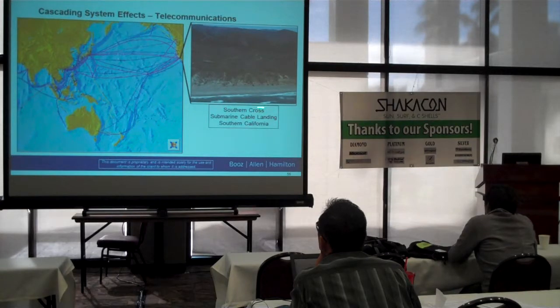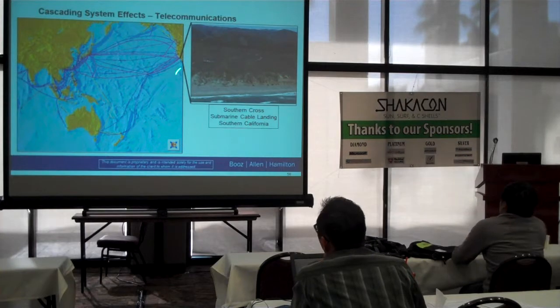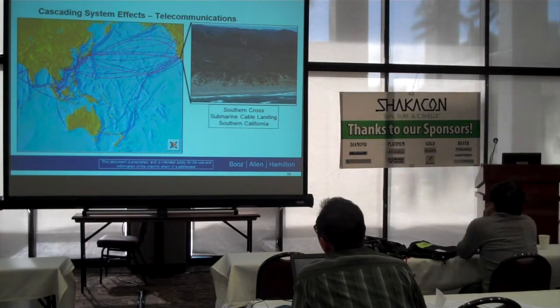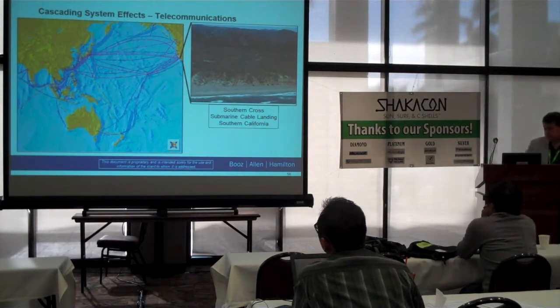This is where our cable comes ashore down here from Honolulu. By the way, as you saw on that map before, that's the San Onofre nuclear power plant. This is within that circle if the San Onofre blows up.